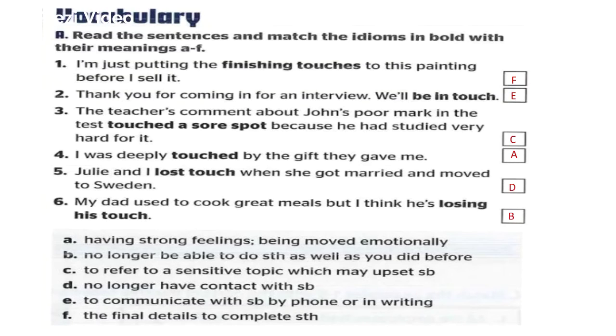5. "Julie and I lost touch when she got married and moved to Sweden," which matches with D, no longer have contact with somebody. Losing touch means losing connection. The last one, "My dad used to cook great meals, but I think he's losing his touch." He's getting older. Maybe he's a chef, a cook, thinking of getting retired. That's why he's losing his what? Of course, he's losing his abilities.